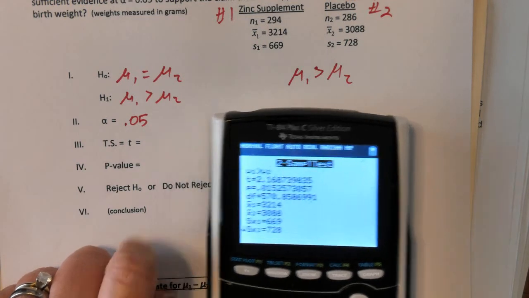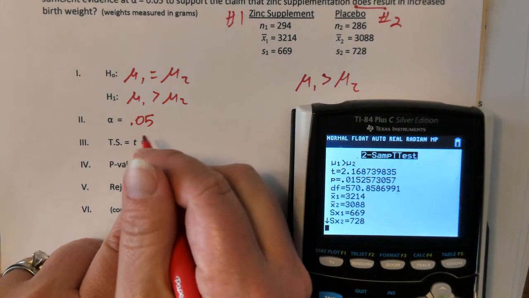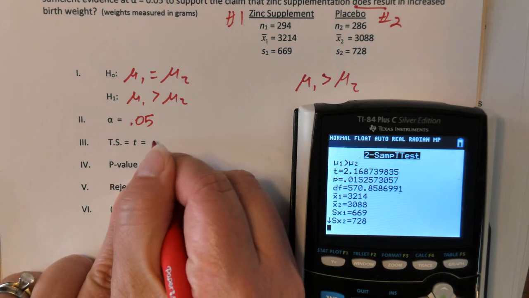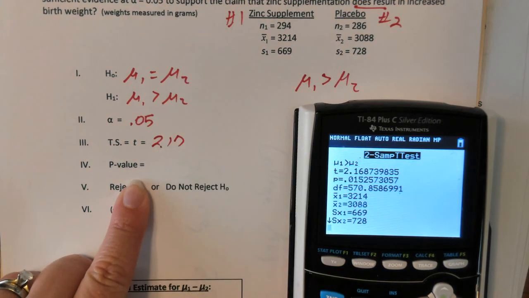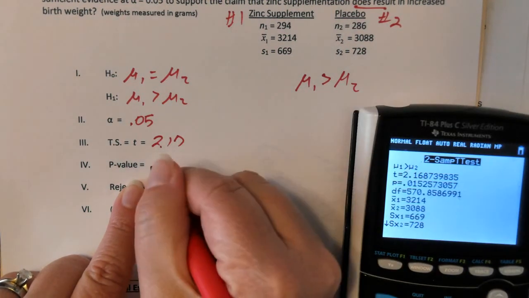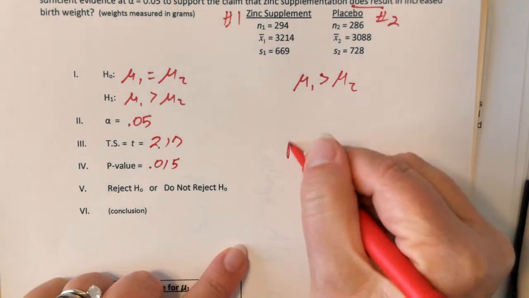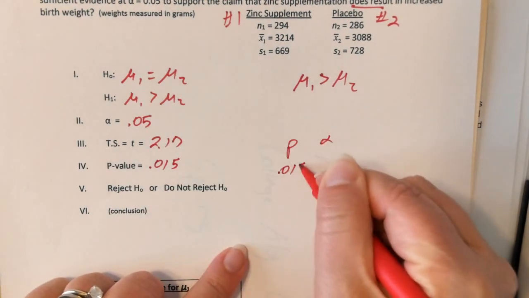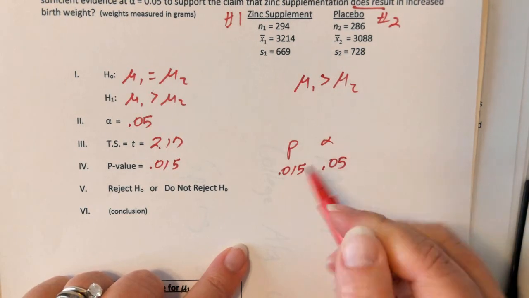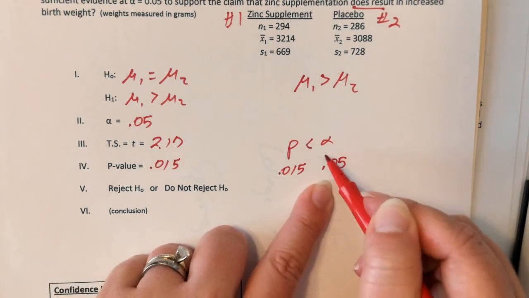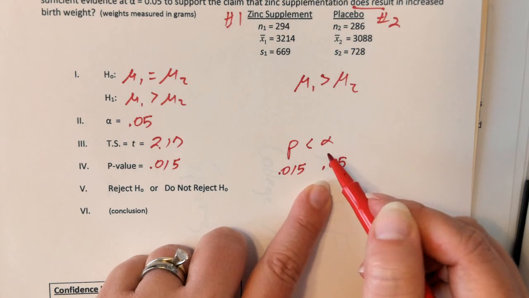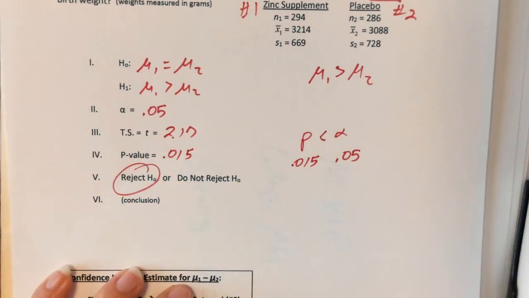It should give us our information. Our test statistic is 2.17. Our p-value is 0.015. We're going to compare p to alpha, 0.015 to 0.05. 0.015 is less than 0.05. Okay? Since p is low, we will reject the H0.